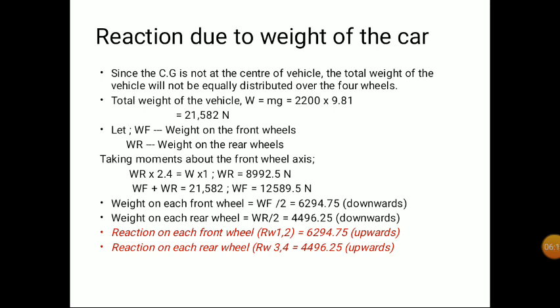So weight on each front wheel: you already know that for any vehicle, weight acts always downward. The total weight on the front wheels is 12,589.5, so each front wheel is divided by 2, which gives 6294.75. Since weight acts downward, the reaction on the front wheel will be upward. Similarly, the weight on each rear wheel will be 4496.25, and the reaction will act upward. So we have found the reaction direction on each front wheel and each rear wheel, that is upward.